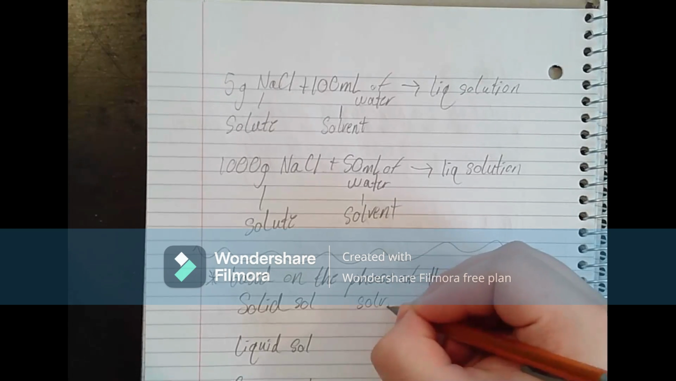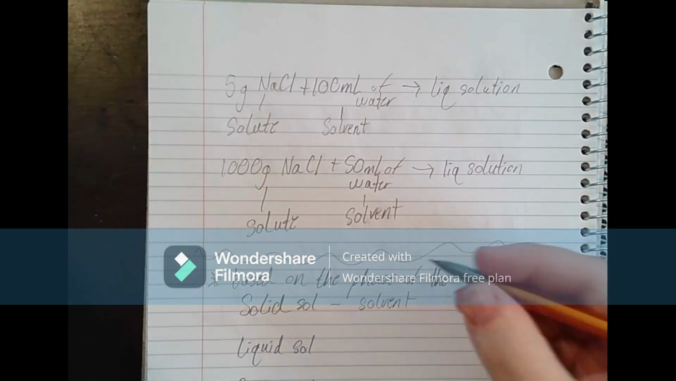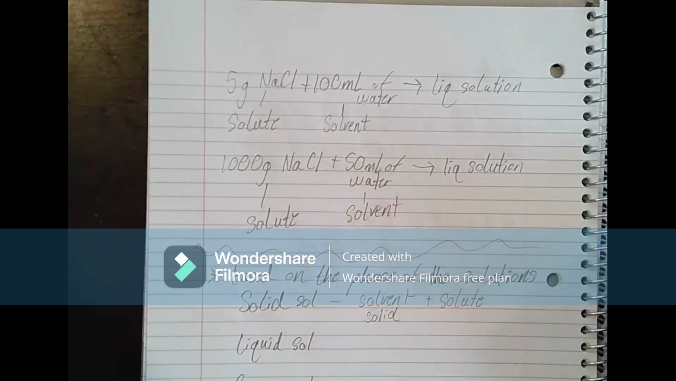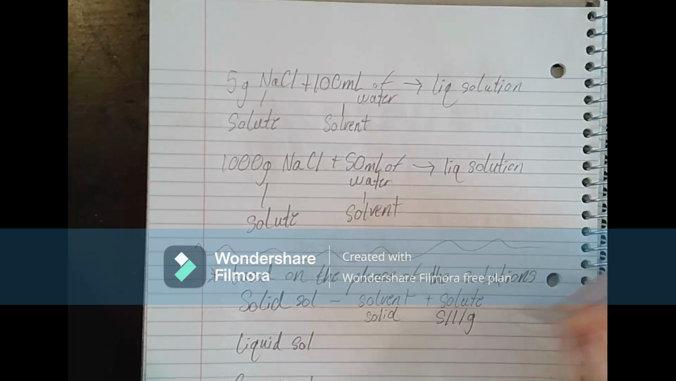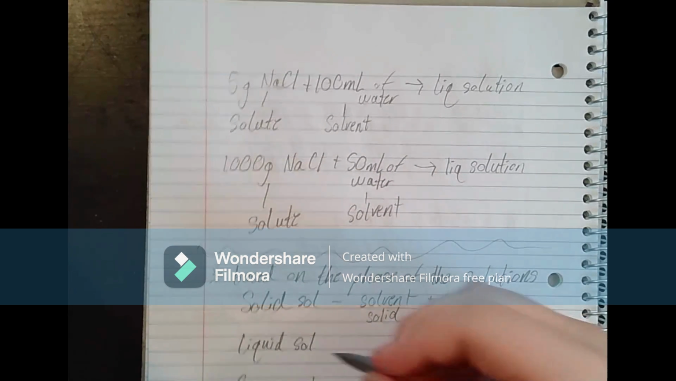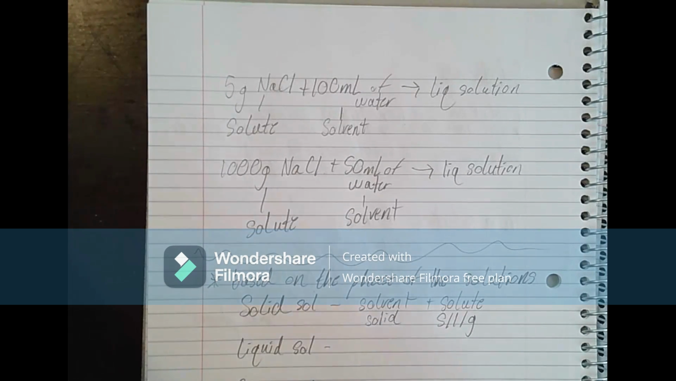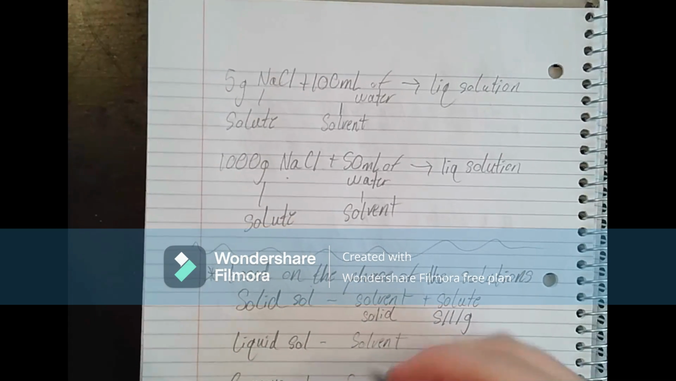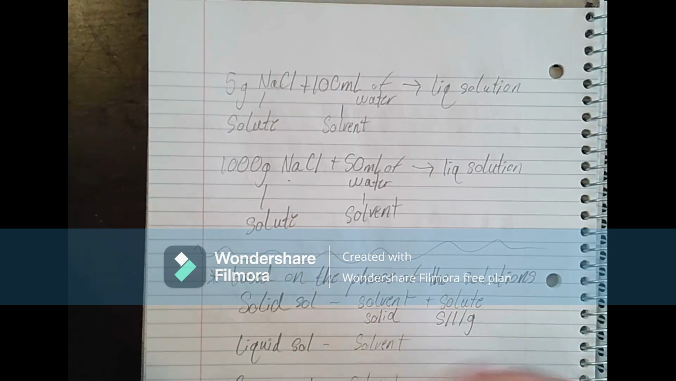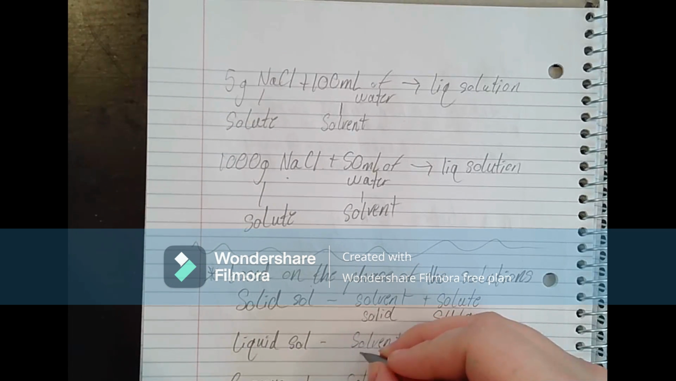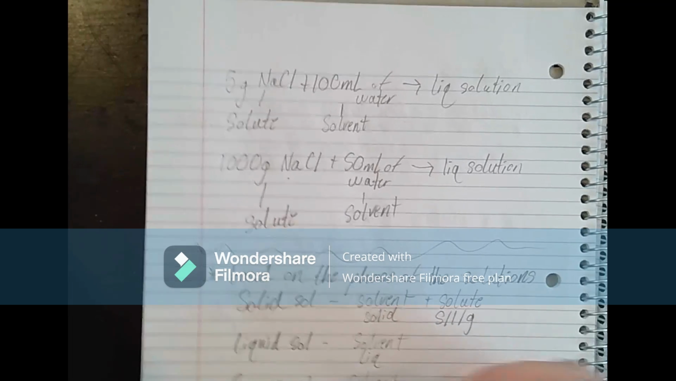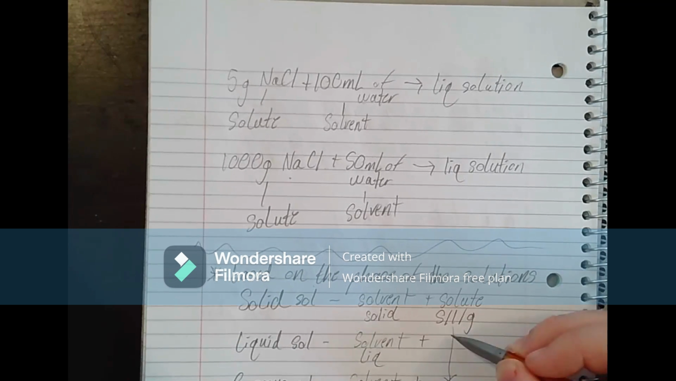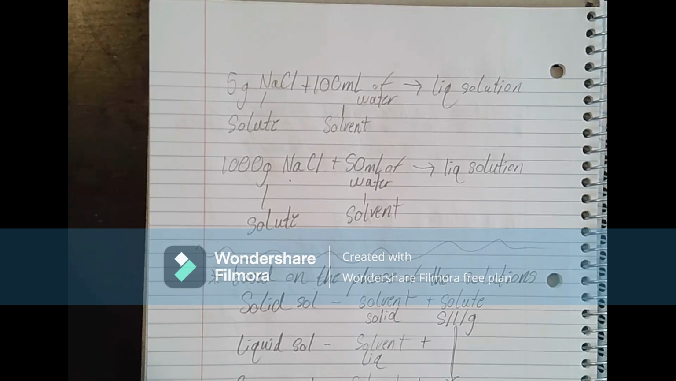Now, the solvent in a solid solution will of course be solid. However, the solute can be anything. It can be solid, liquid, gas, whatever it needs to be. This stands to be the same in both liquid and gaseous solutions, as the solvent will need to be homogeneous with the solution. Meanwhile, the solute, what's being mixed in with the solvent, can really be just about anything of any different state, as long as it still combines to form a homogeneous mixture.